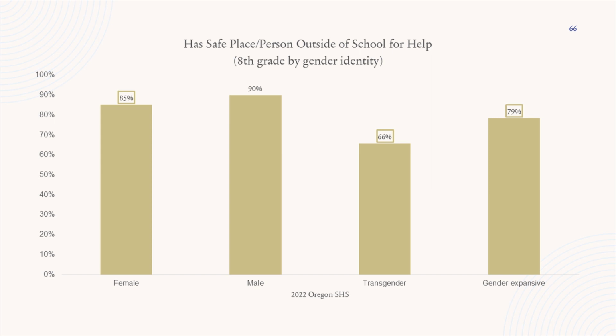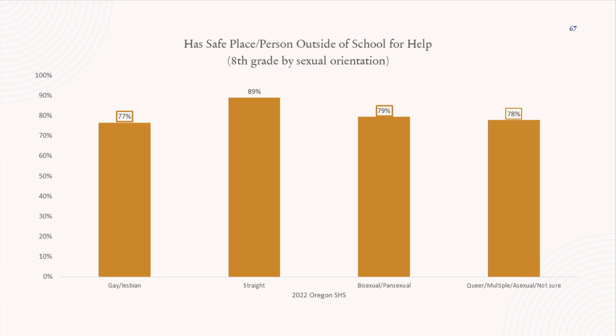Among 8th graders, we see youth who identify as female, transgender, and gender expansive report less adult support than males, with only 66% of youth who identify as transgender reporting that they have a safe person or place outside of school to go to for help. 8th graders who identify as gay, lesbian, bisexual, pansexual, or queer also report less adult support than those who identify as straight.